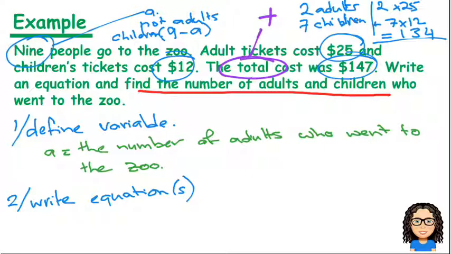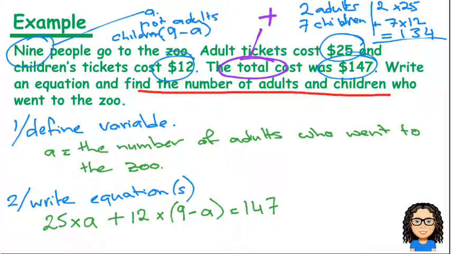We've looked at each adult ticket being $25 times the number of adults. So in terms of my equation, I'm going to say $25 times the number of adults, which is A. Then I add on, because I'm doing a total cost, the number of children times $12 per child. How many children have we got? Well, in total there's 9 people minus the number of adults. That tells me how many children there are. And that cost has to total up to $147. So there's our equation.